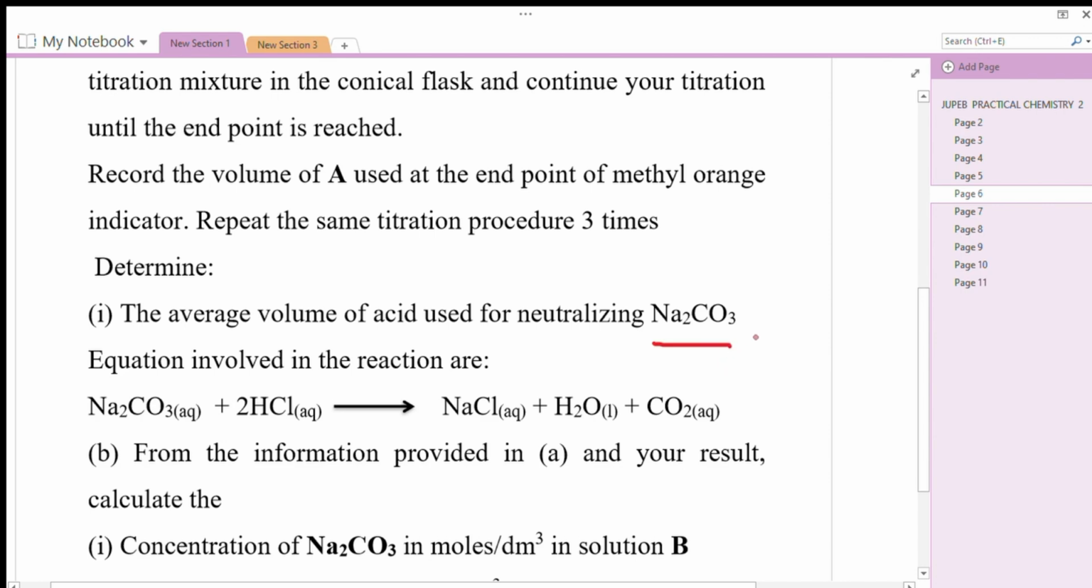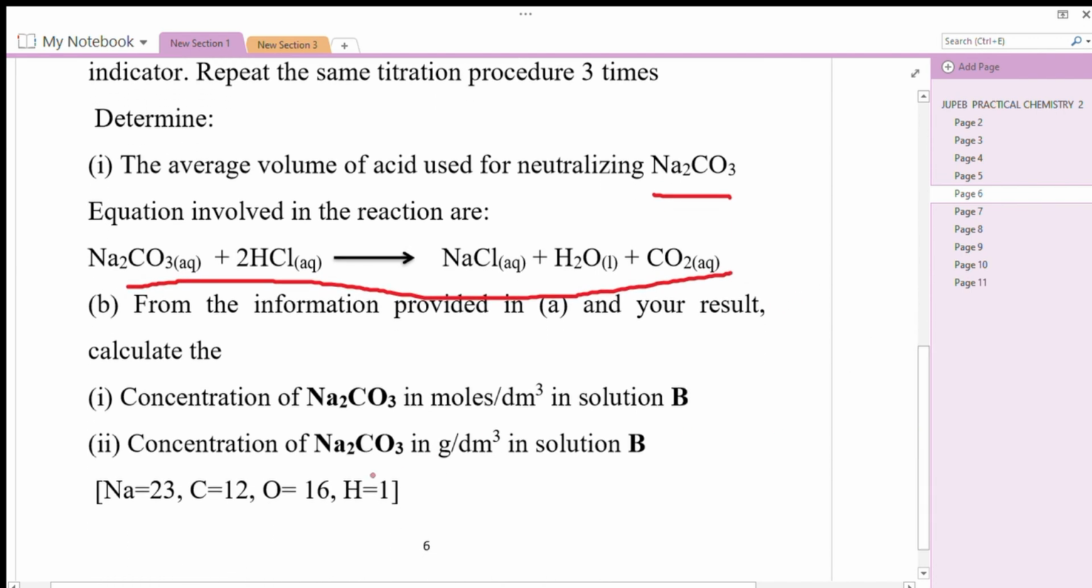In other words, we have to find our VA. Okay, that's not a big deal. You can do that. Then this is the balanced chemical equation given from the information provided and your results. So calculate the concentration of sodium trioxocarbonate in mole per dm³, then the concentration of sodium trioxocarbonate in gram per dm³. Okay, let's quickly do that. Can we do that together now? Okay, no time to waste.